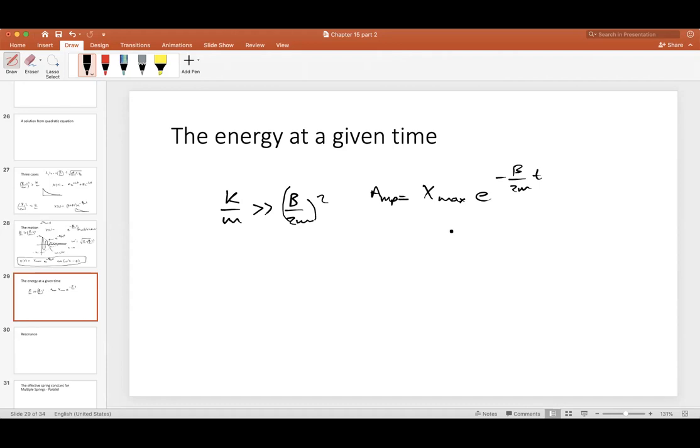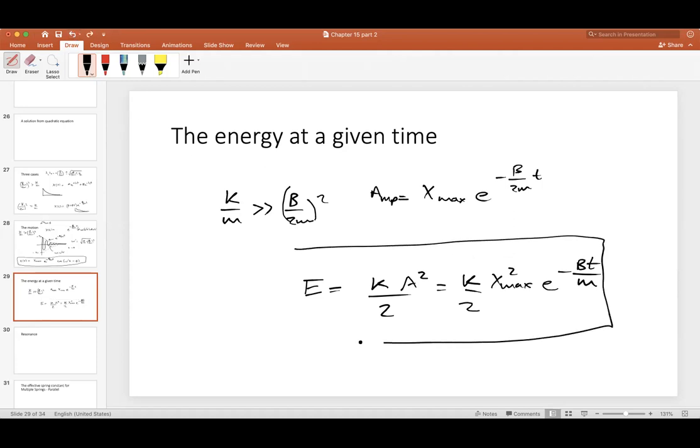And if the amplitude is that, then the energy at any time you could figure out by using k over 2 times the amplitude squared, which is actually k over 2 times x max squared. And here, if you square this, the 2 goes inside, and the 2's would cancel. And so you get e to the minus beta times t over m. And that's the energy at any time, assuming you had damping. So you can figure out what the energy is. You could figure out what x is.